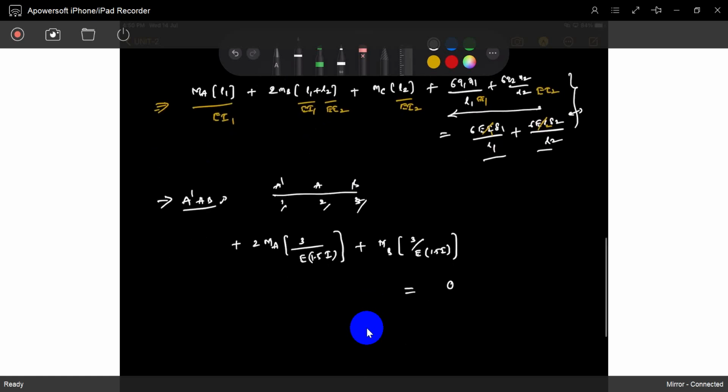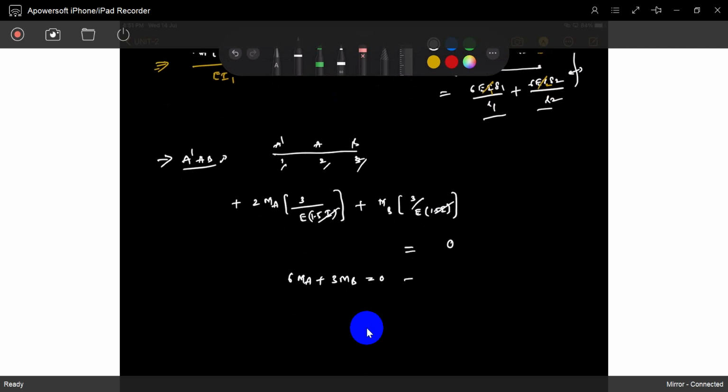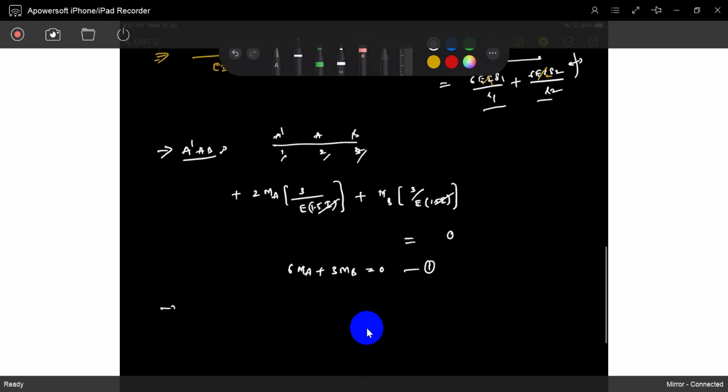So now you can easily cancel this value, because if it goes outside it is 0. So how can you write it? 6MA plus 3MB is equal to 0. That is the one equation. Equation 1.